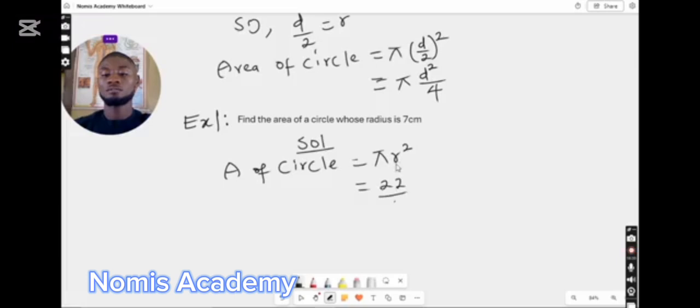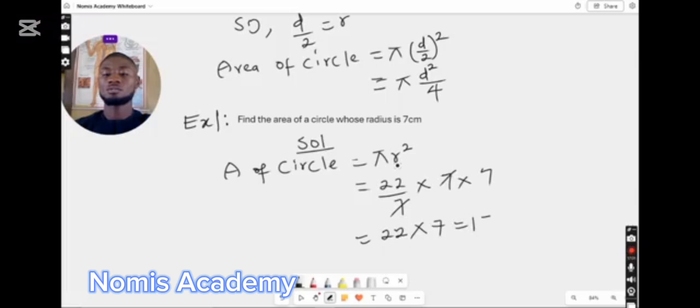So put 22/7. Now multiply by the radius. The radius given is 7 squared. 7 squared simply means 7 multiplied by 7. So we say 7 multiplied by 7. In that case, we can divide 7 by 7. So we are left with 22 multiplied by 7, which is equal to 154 centimeter squared.